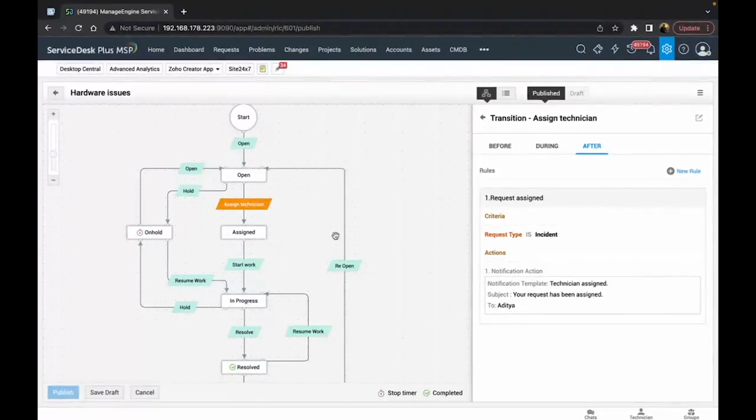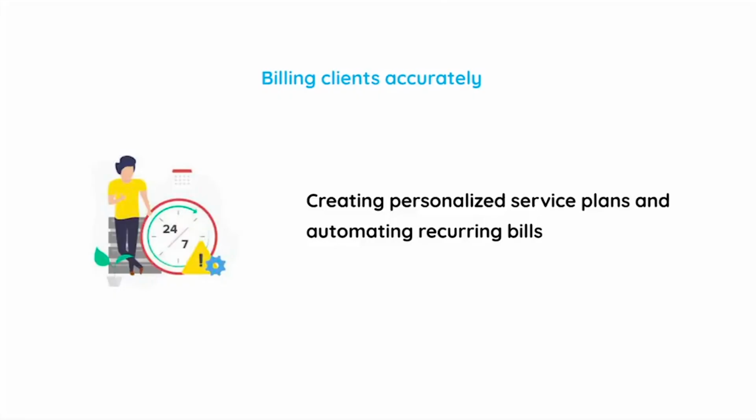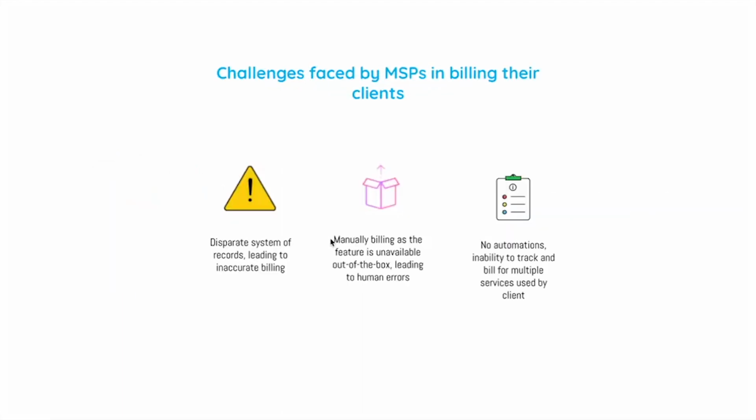Now moving on to the next feature. Our next feature is about billing your clients accurately. In order to bill your clients accurately, you need to have certain plans and rules in place, so that you would be able to gauge all the right numbers, pinpoint the exact services that you want to provide to your clients, and bill them accordingly in an automated manner, right? So, what challenges do MSPs usually face in billing their clients?